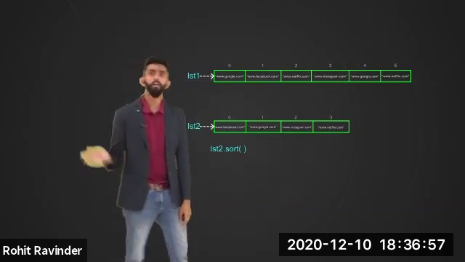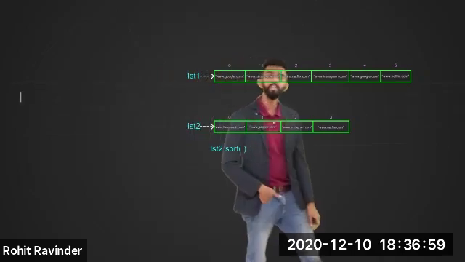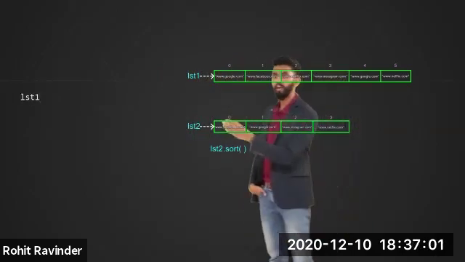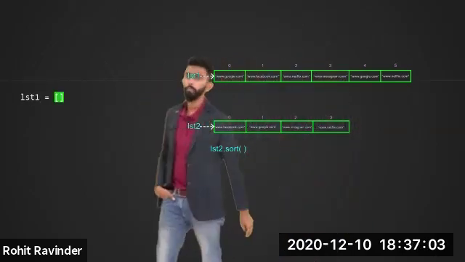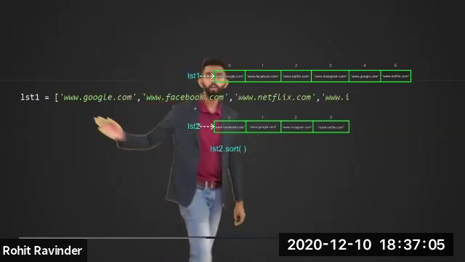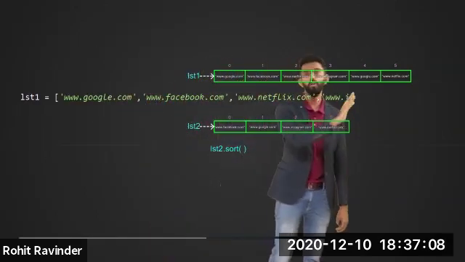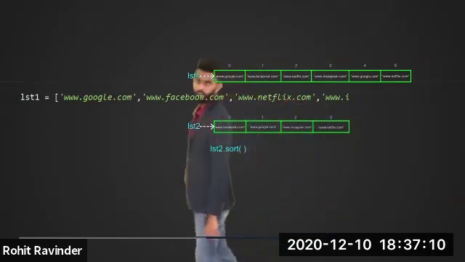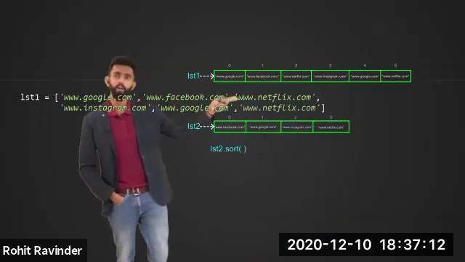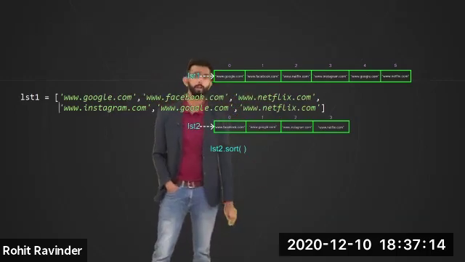Now I will create my list 1 by telling lst1, and directly put these elements: Google, Facebook, Netflix, all these are there. Any confusion till this point in time? Anyways, all of these are there.